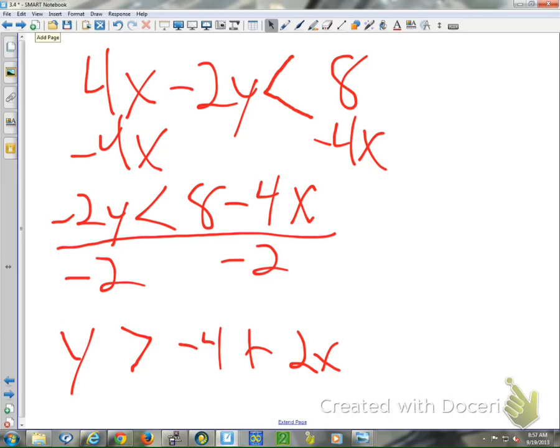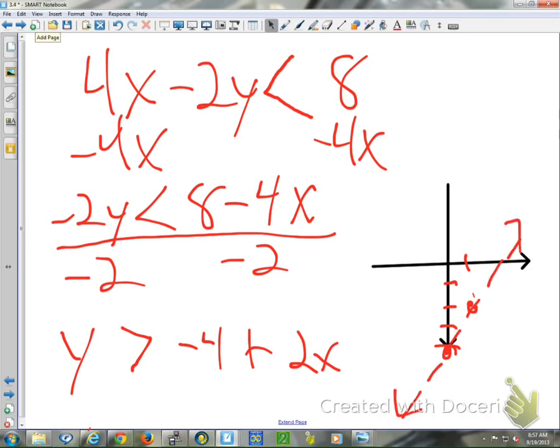Then we had to graph that. Y-intercept of negative 4, slope of positive 2, and then it is a dotted line because there was no equal sign, and y is greater, so we shade above it. Very good. So that's what yours should look like. Questions?